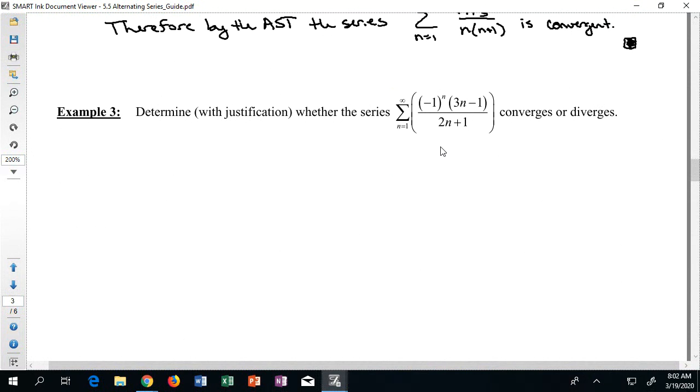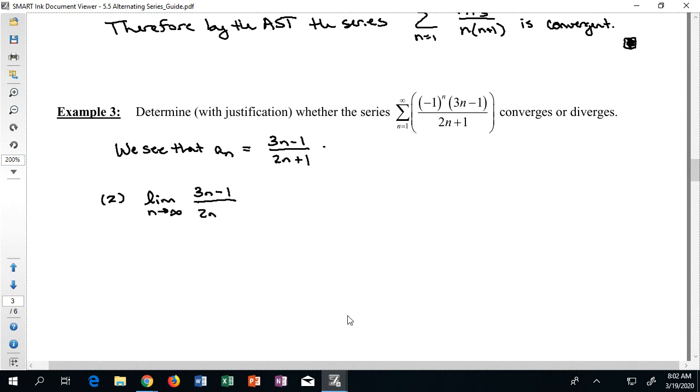I need to check to see if this is a decreasing a sub n and if its limit goes to 0. So I'm going to start by at least writing this. We see that a sub n is equal to 3n minus 1 over 2n plus 1. Now I'm actually going to ask you to check this time. Can we do check number 2 first? I would like you to really quickly go ahead and attempt to calculate out this limit. I'm curious what it is that you end up with. I'd ask you really quickly to go ahead and pause the video so you can compute this and then check the answer once you're done.